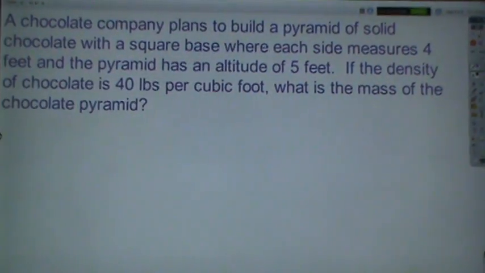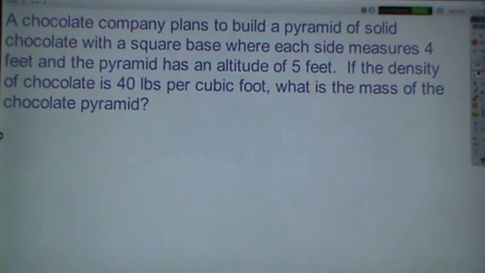A chocolate company plans to build a pyramid of solid chocolate with a square base where each side measures 4 feet and the pyramid has an altitude of 5 feet. If the density of chocolate is 40 pounds per cubic foot, what is the mass of the chocolate pyramid?